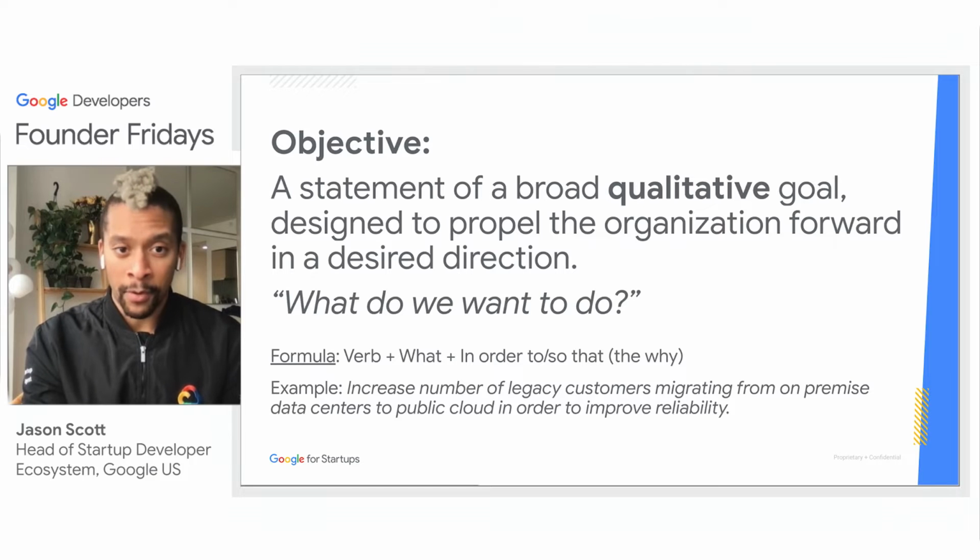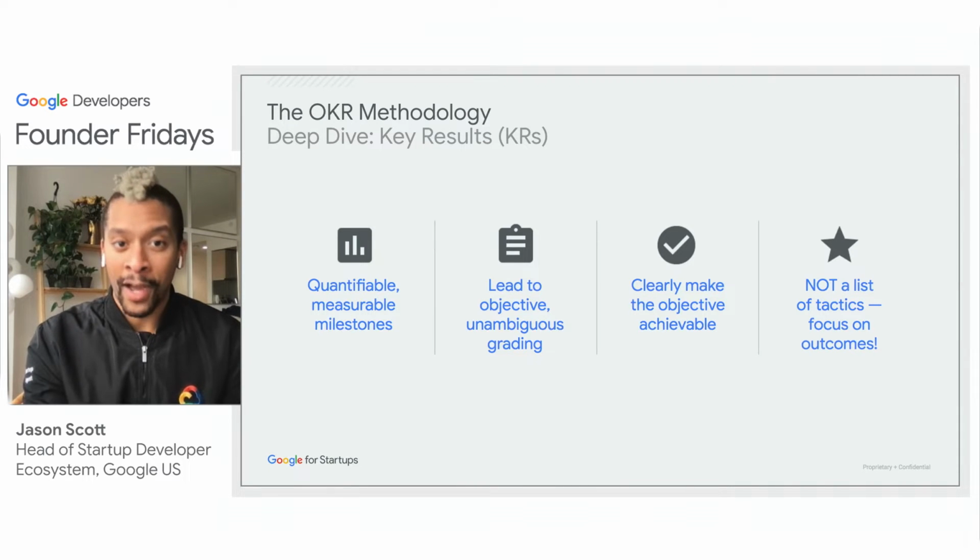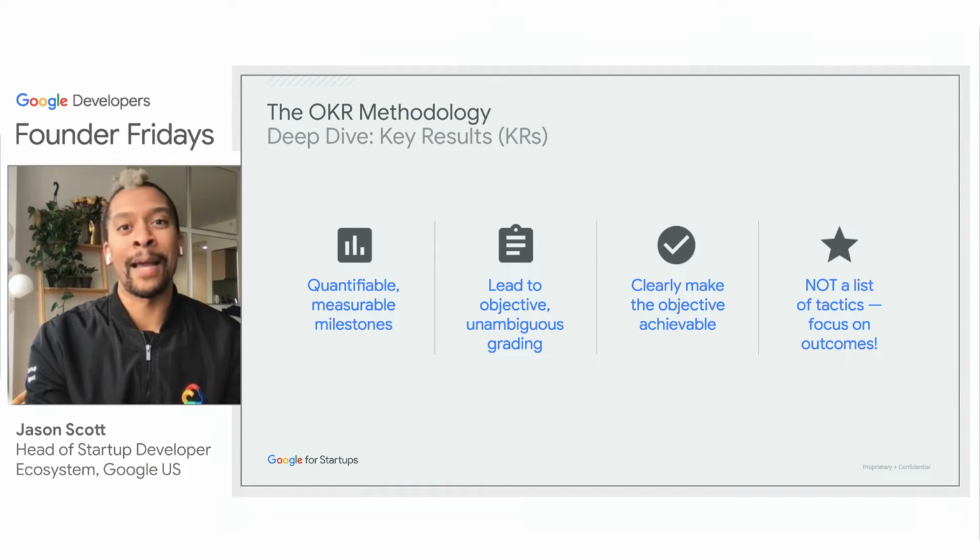On the key results, however, they should be quantifiable, measurable milestones. They should lead to an objective, unambiguous grading. And so the last thing you want is some sort of ambiguity within how are we going to measure the success, or did we achieve this? They should clearly make the objective achievable or be your best hypothesis for this experiment. So if you're thinking of your OKRs as an experiment, like what are we capable of? What levers will lead to growth for our company? Then they should be your best guess, your best hypothesis in answering, are we clearly making this objective achievable?